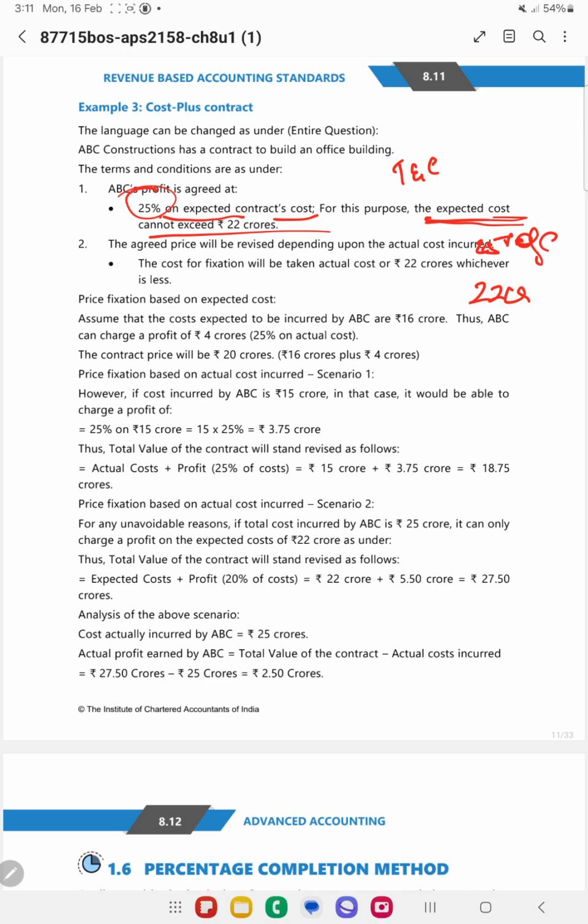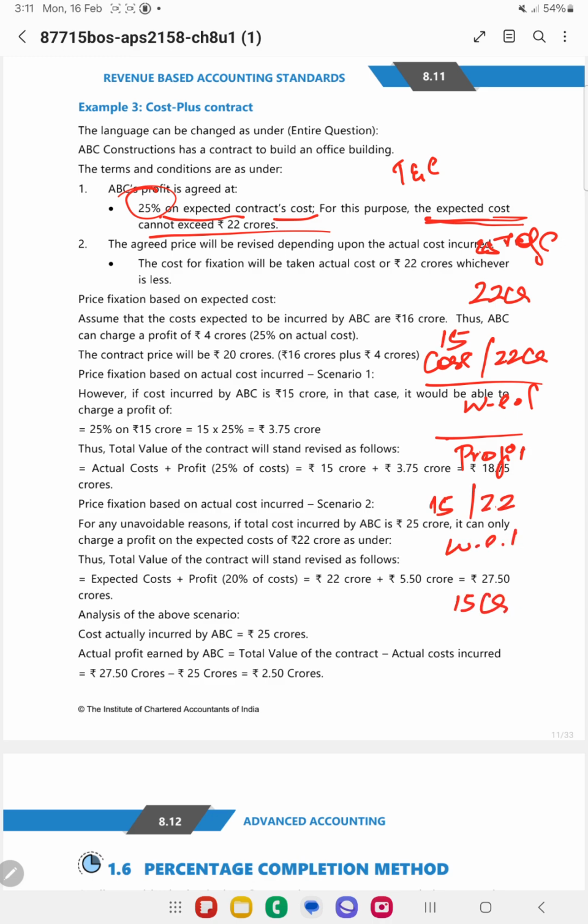So whatever cost you are expecting, it cannot exceed 22 crores. That is, the cost or 22 crores, whichever is lower. On that you can charge the profit. For example, if the cost is 15 crores, then 15 crores or 22 crores, whichever is lower, is 15 crores. Now on this I need to charge the profit percentage.